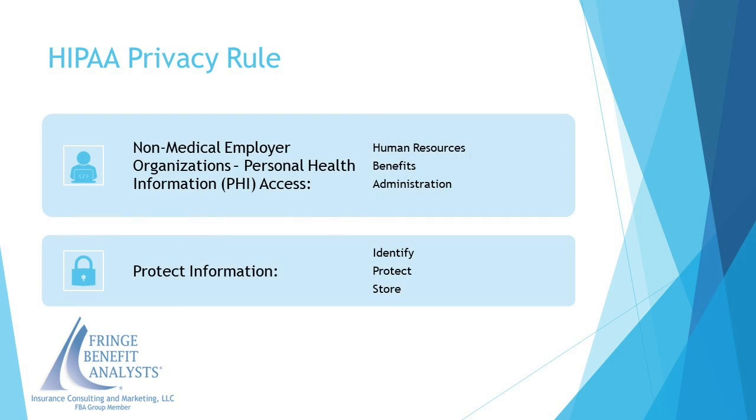Many organizations that fit the description of non-medical employers have employees, by nature of their roles in human resources, benefits, or administration, that have access to the private and personal health information, or PHI, of other employees. These organizations are legally obligated to protect information as described by the HIPAA privacy rule.